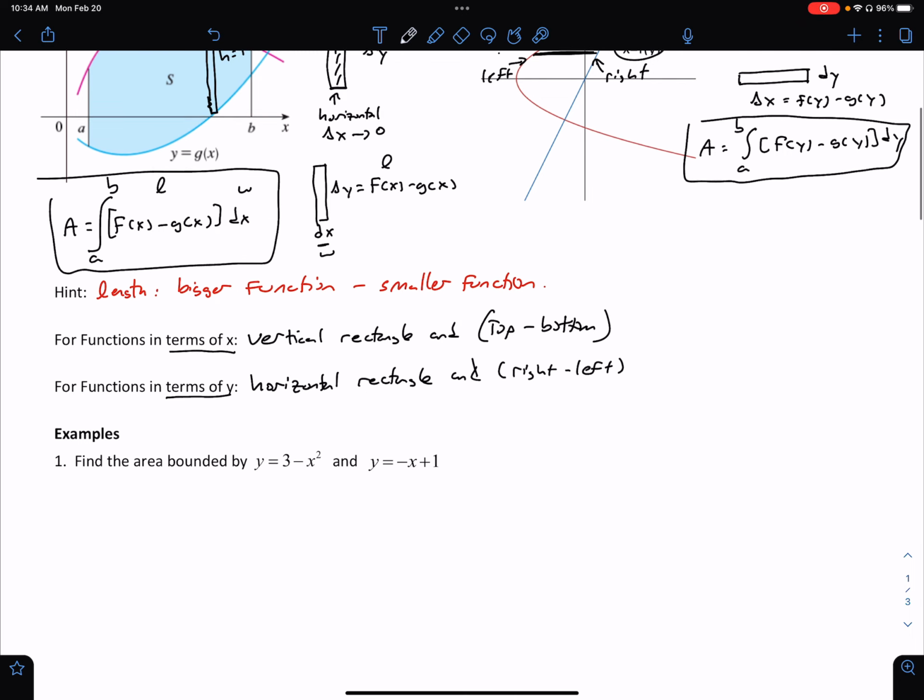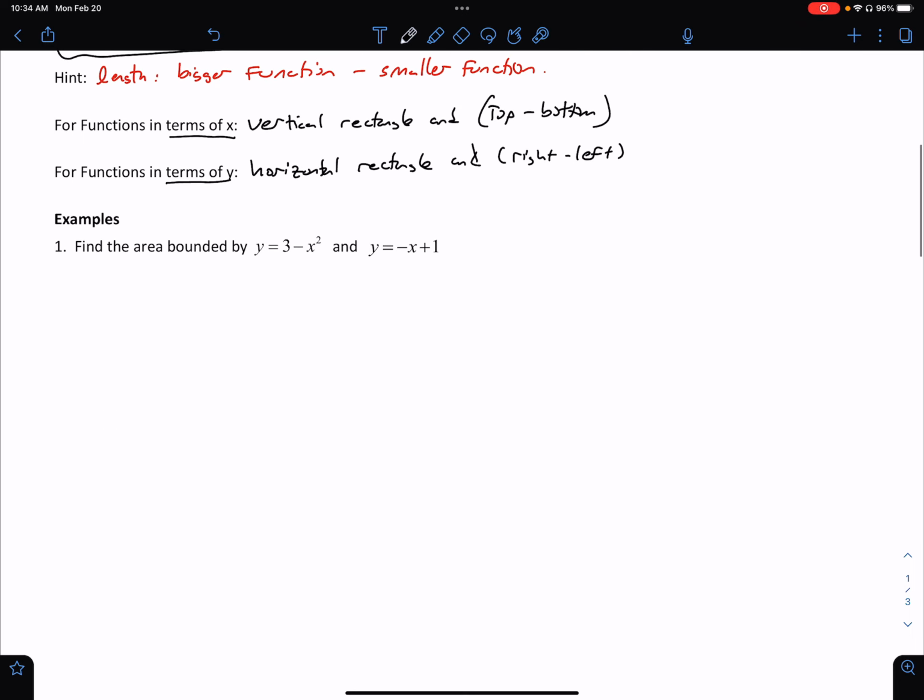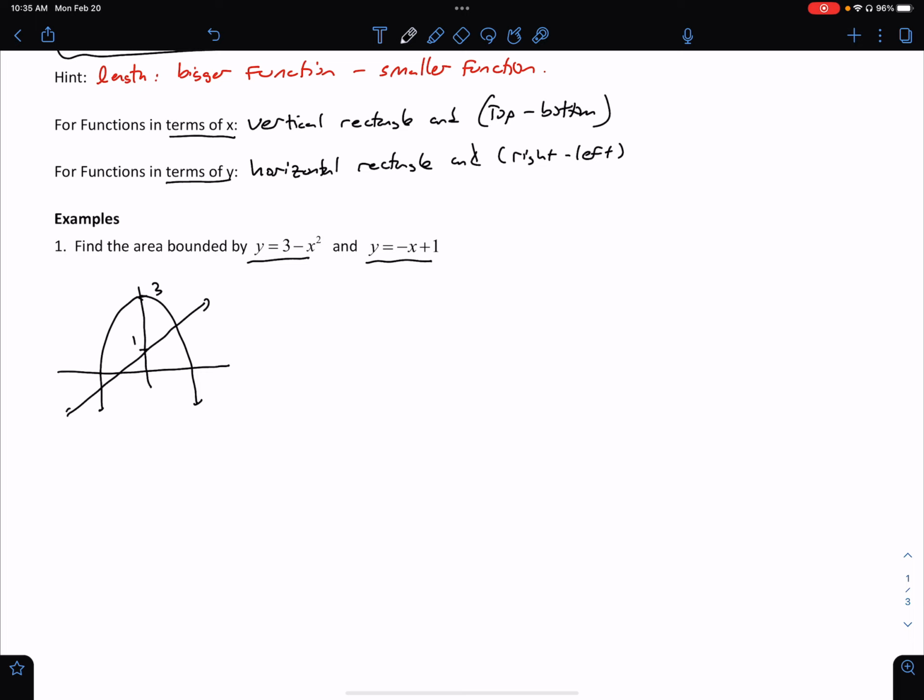So let's look at an example real quick here. We want to find the area bounded by the parabola 3 minus x squared and the line y equals negative x plus 1. The first thing we're going to do is sketch it. It doesn't have to be very accurate, but I know that this is a parabola starting at 3 and it opens down, like so. The line y equals negative x plus 1, I can draw that. There's plus 1, and it's just a line going up like so. We want to find the area bounded by those, and that's just this region in between right here.